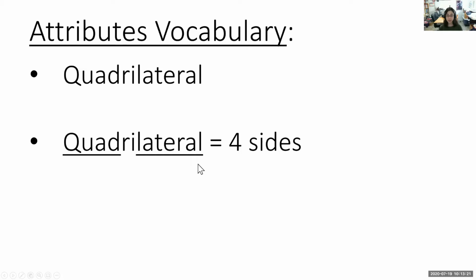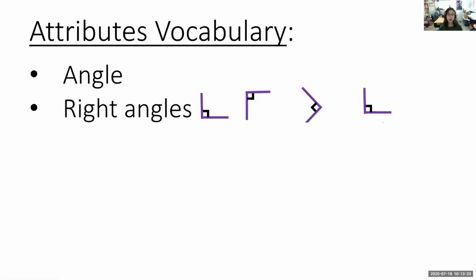Now, some other vocabulary terms to know are angle and right angles. An angle is like a measurement. It tells us how large or small something is. And there are 3 types of angles that we're going to talk about in this lesson. There are right angles, which look like a capital L, such as this one right here. They're always going to be the same measurement. Right angles are always the same measurement. So all of these are the same measurement.